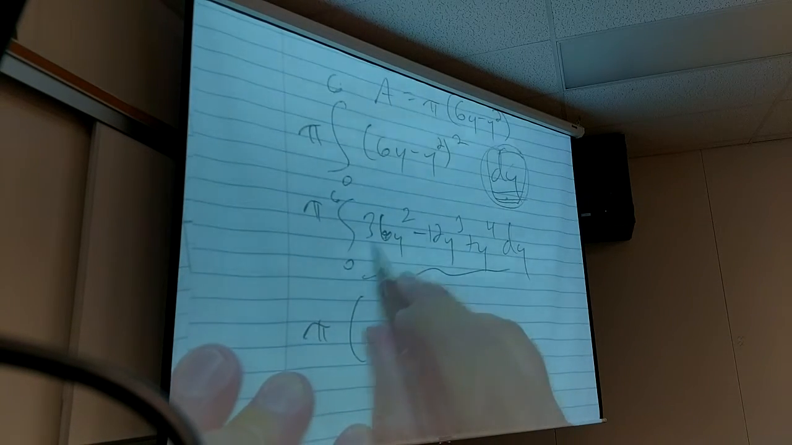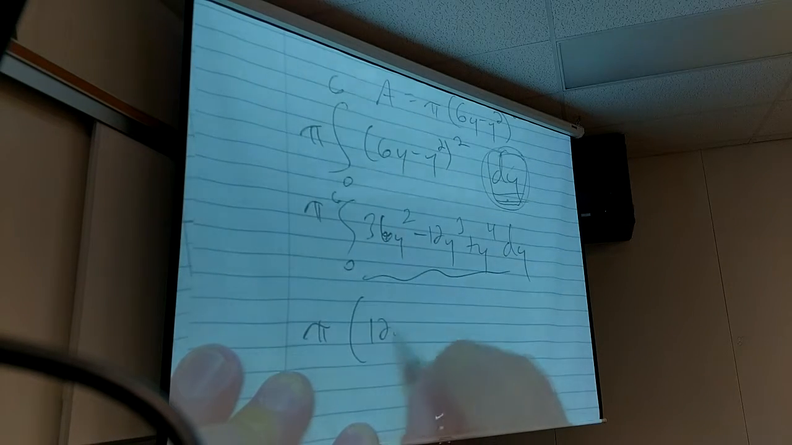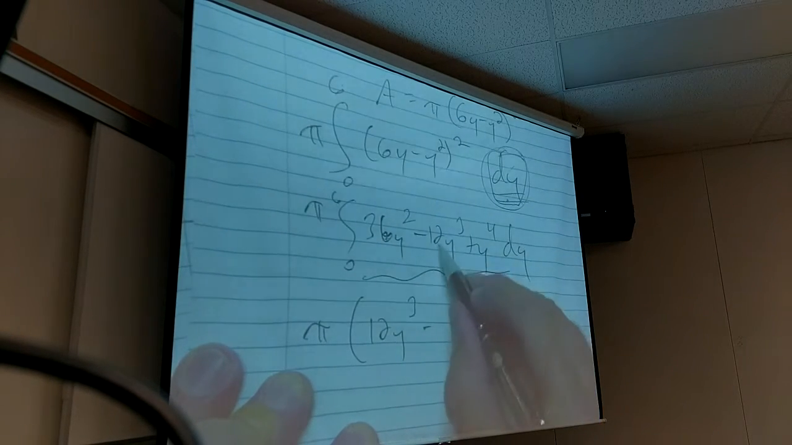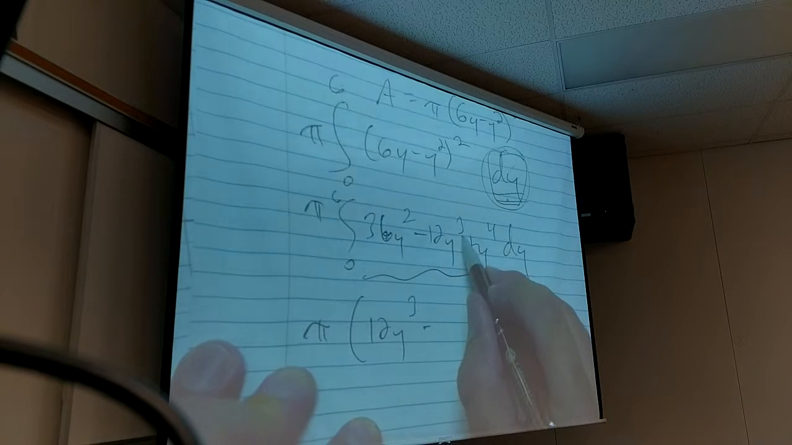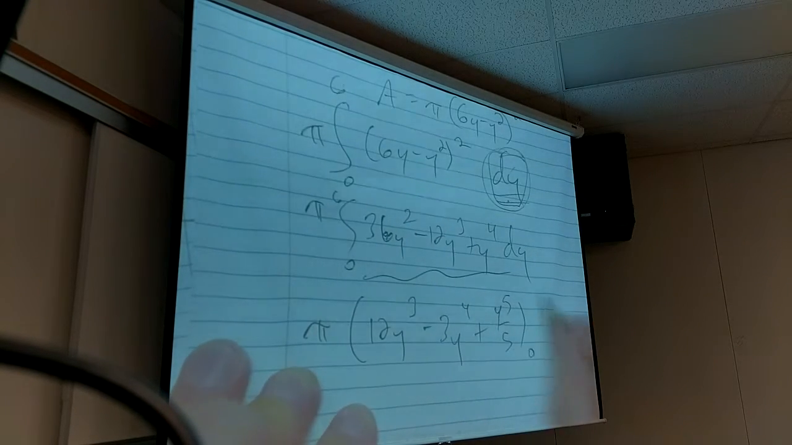This one's nice because 36 has a factor of 3, because I need that 3 to come back up. So that's 12y cubed. This is nice because 12 has a factor of 4. Bring that 4 back up, so that's 3y to the 4th. And then this guy, too bad. From 0 to 6.